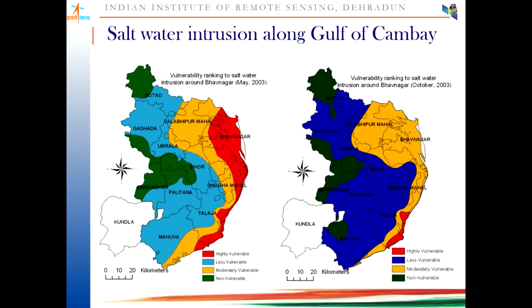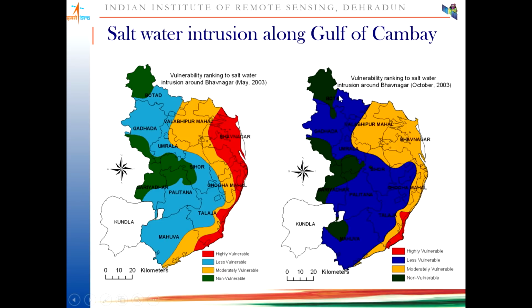Then, using the model, we got a map of the vulnerability ranking around Bhavnagar city. This is for 2003. You can see the red area; this side is the ocean, and this is the Bhavnagar area. All the red is highly vulnerable, this color is less vulnerable, this color is moderately vulnerable, and the green is the non-vulnerable region. But this is May 2003.